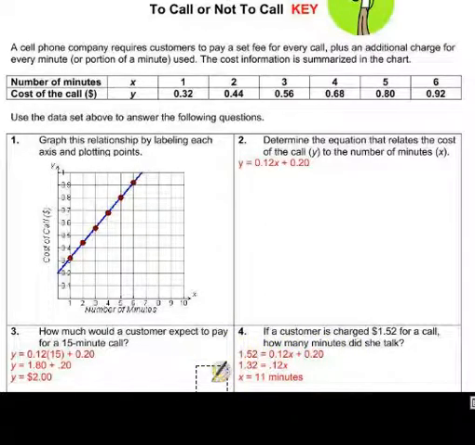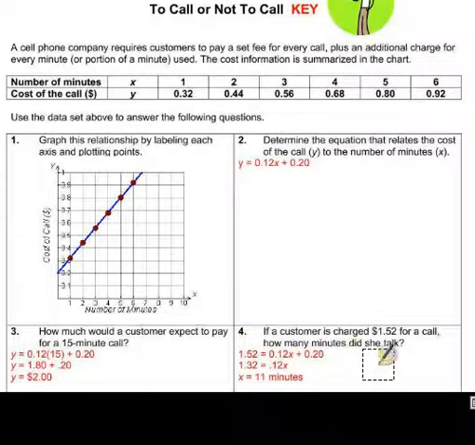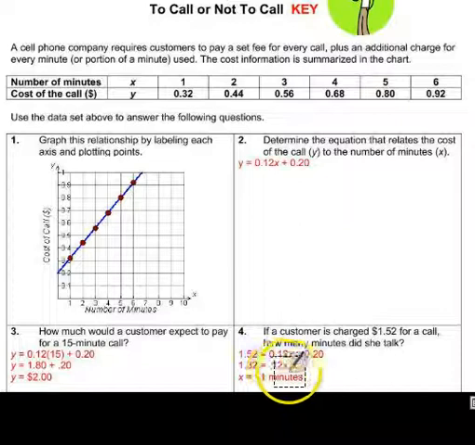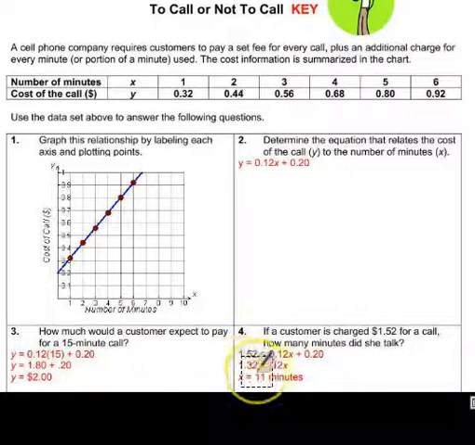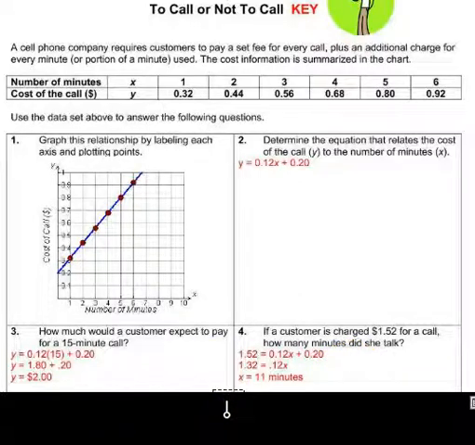So when you move that over, you have to subtract. So do $1.52 minus 20 cents. And then you're going to get x by itself, so you divide by 0.12. $1.32 divided by 12 cents gives you a total of 11 minutes. Hopefully that made sense. If not, you can ask more about it in class.